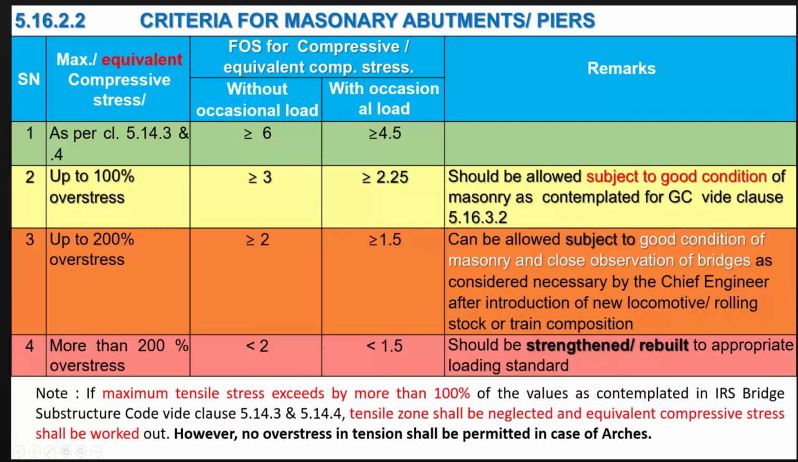This is the criteria about the masonry bridges. Overall, for masonry bridges, what we will check first is the abutment or pier. We will take all the loads, whether vertical or horizontal, that are coming. Based on that, at the maximum critical section, we will calculate the stresses, positive or negative. So compression or tension.